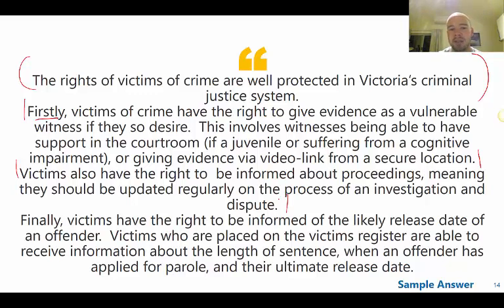They've got to be updated regularly on the progress of the investigation. Done. Finally, so another little linking word, victims have the right to be informed of the likely release date. Victims who are placed on the victims register, okay, good use of legal vocab, are able to receive information about the length of sentence when an offender has applied for parole and their ultimate release date. Okay, a little bit of extra information, listed a few key points there. Again, showing understanding.